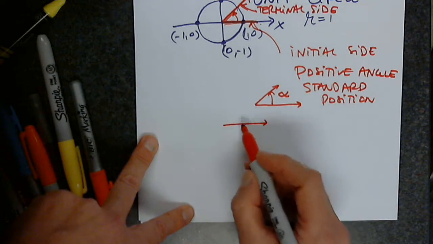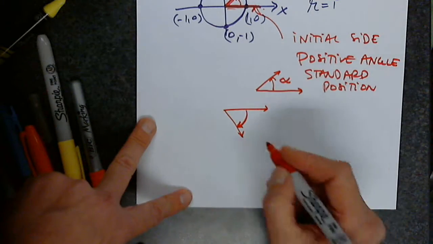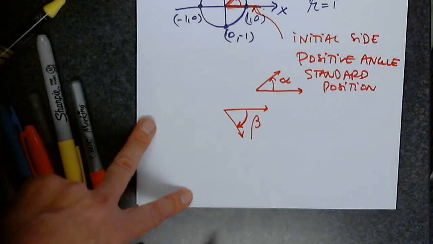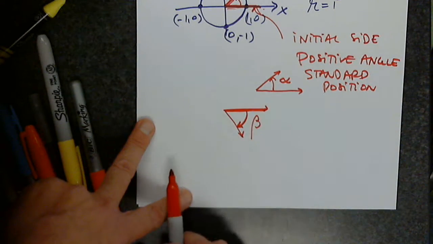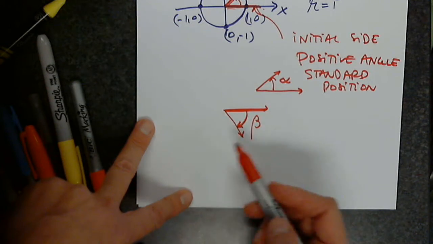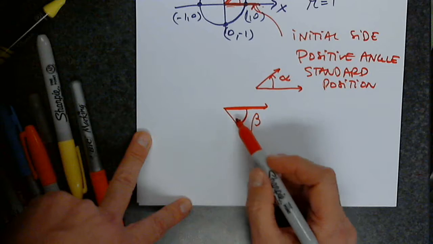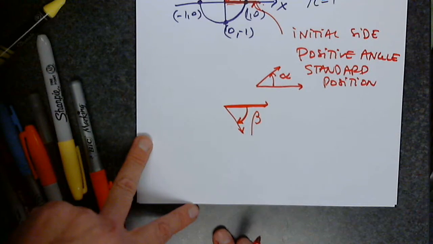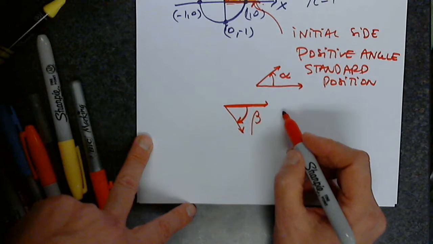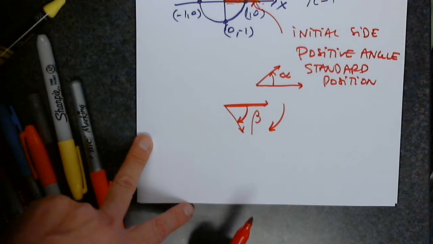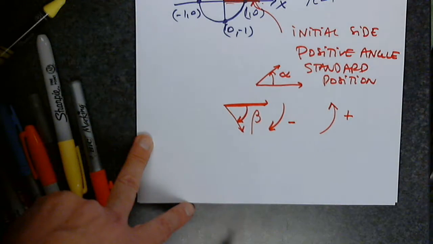Of course, I could have an angle that is a negative angle. I'm going to call it measure beta. It is still in standard position because the initial side is on the x-axis and the terminal side is somewhere on the circle, in a particular quadrant. But it is considered negative because it goes clockwise. So clockwise is negative, counterclockwise is positive for angles.